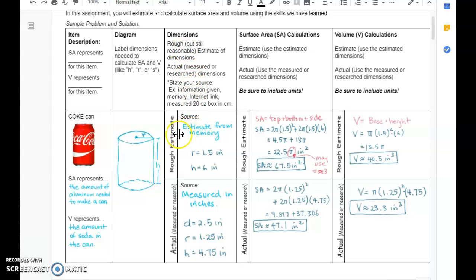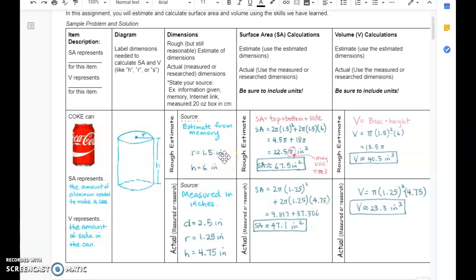For dimensions, you have 2 different dimensions you'll be writing. One is going to be a rough estimate and the other one is going to be actual. That's either going to be measured or from your research. So rough estimate was when I just think about a can of Coke or can of soda. From my memory, I clearly defined where my source was. It was from my memory. I think radius will be maybe about 1.5 inches.